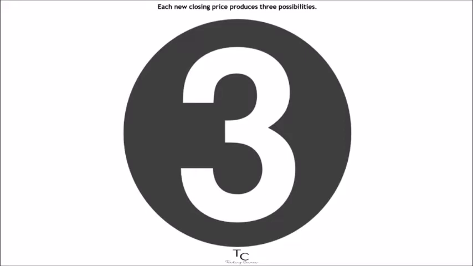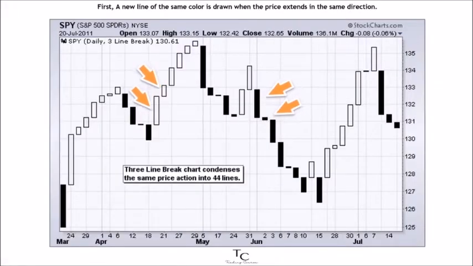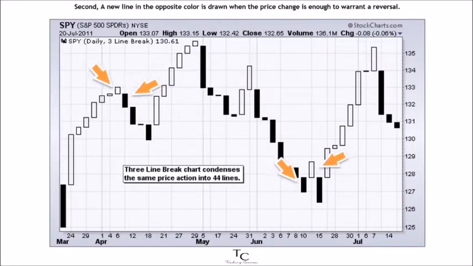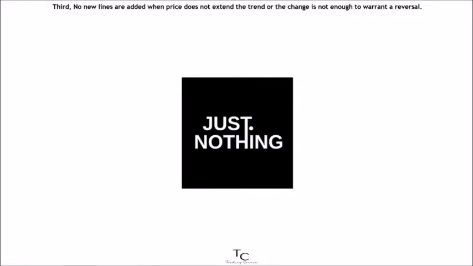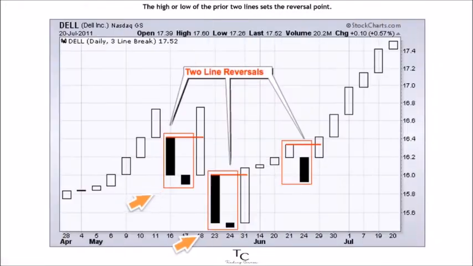Each new closing price produces three possibilities. First, a new line of the same color is drawn when the price extends in the same direction. Second, a new line in the opposite color is drawn when the price change is enough to warrant a reversal. Third, no new lines are added when price does not extend the trend or the change is not enough to warrant a reversal. The high or low of the prior two lines sets the reversal point.